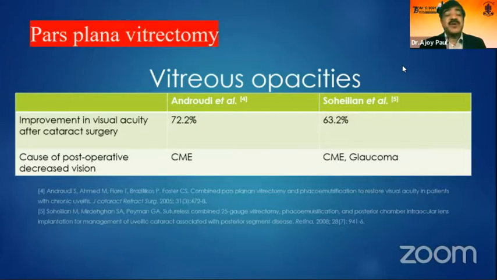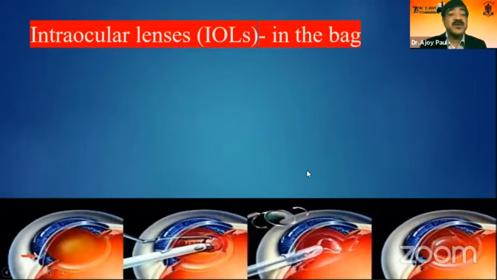Pars plana vitrectomy may be required in cases where uveitis is associated with vitreous opacity, and these are the two studies which show there is definite improvement, 72.2 to 63.2%. Most of the causes of poor vision are due to CME or secondary glaucoma.